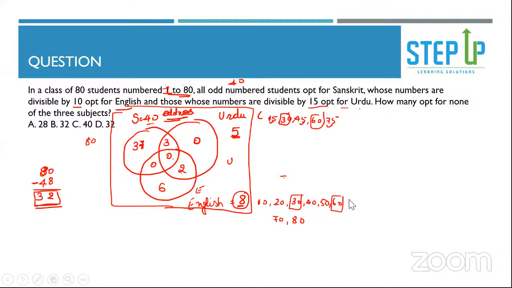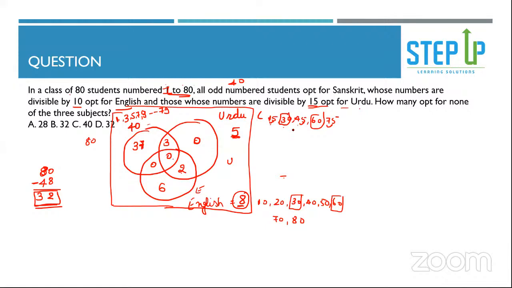So shall I repeat? Shall I explain, people? So for odd numbers, what would be the odd numbers? 1, 3, 5, 7, 9, and so on up to 79. Only odd numbers. So there will be 40 such odd numbers. Now for Urdu, the numbers divisible by 15 from 1 to 80. The roll numbers are 1 to 80. So it will be 15, 30, 45.